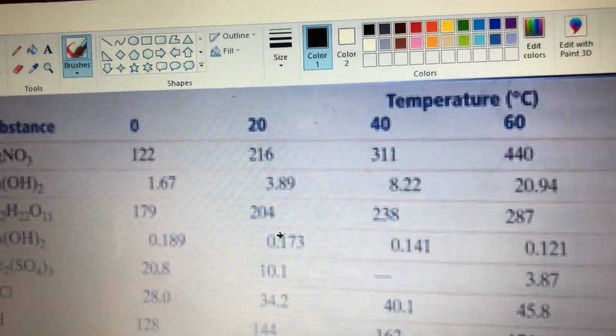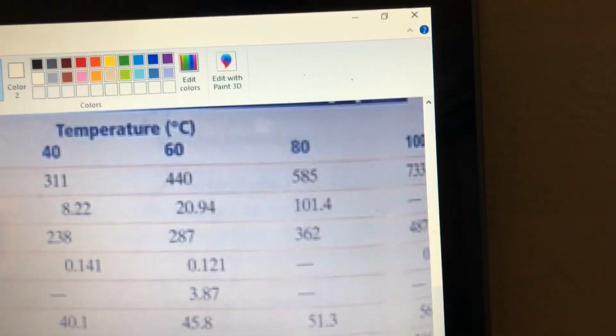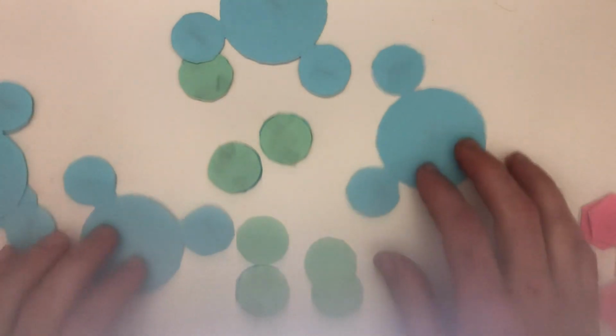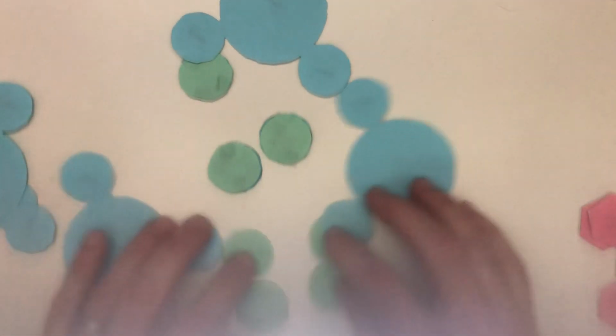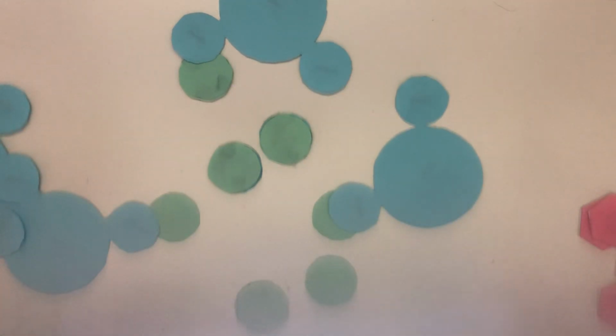Okay, so what does temperature have to do with this? So we've only looked at 20 degrees, but you see this chart for temperature in degrees Celsius, it goes from 0, 20, 40, 60, 80 up to 100. So how does temperature have anything to do with this? So remember, the higher the temperature is, the more things vibrate and wiggle, and the easier it is for them to pull solute particles apart. So the hotter it is, the more solute usually can dissolve.